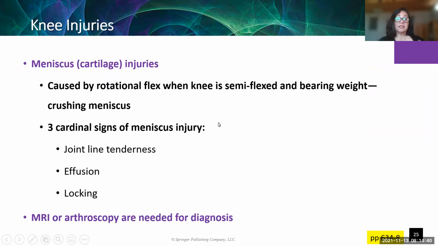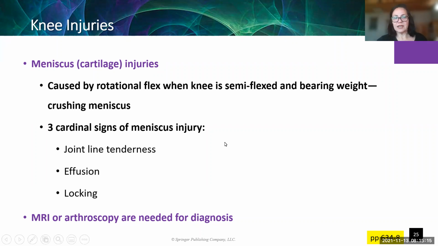Let's see, damage to the meniscus also happens. It generally happens when the knee is slightly flexed, and it's bearing weight, that is, the person is standing up, and there's a twisting motion, and that crushes the meniscus. Just think about if you've ever tried to kill a bug with your shoe. You step and twist, that's going to be the most damaging force that you can do. And that is what is happening inside somebody's knee.